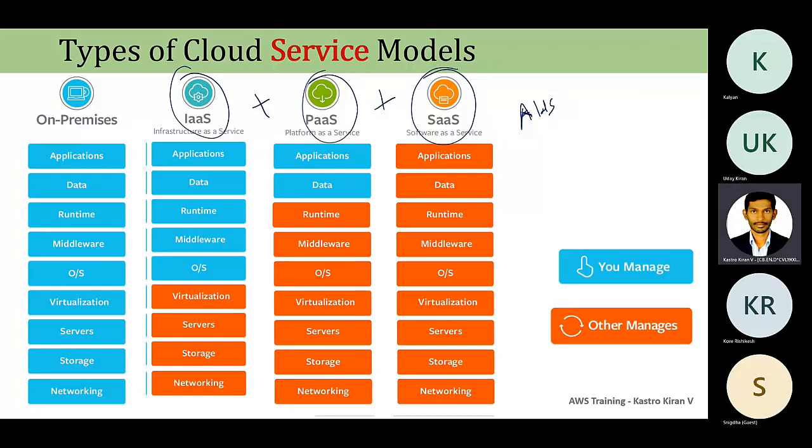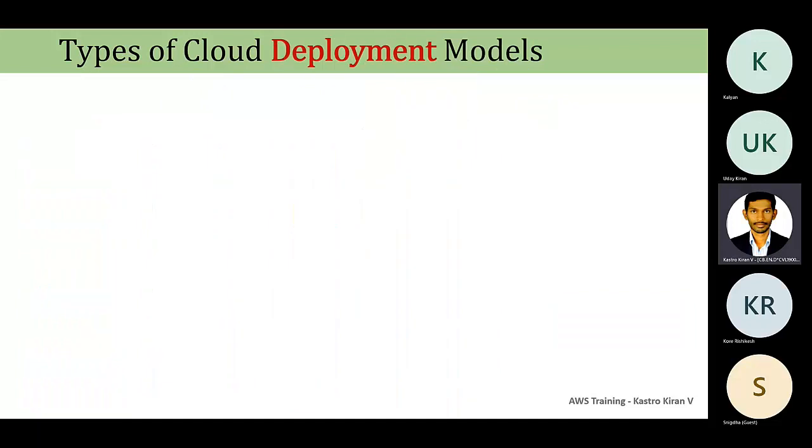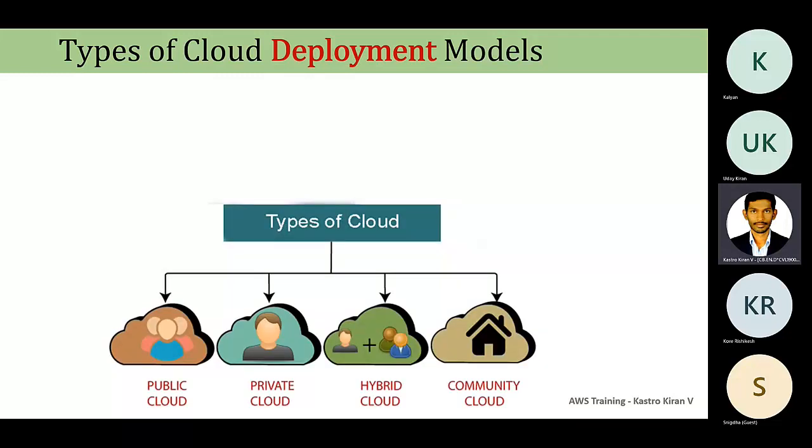Now let us come to the next topic, which is called cloud deployment models. Basically in cloud deployment models, we have three types. The first one is called public cloud, the second one is called private cloud, and the next one is called hybrid cloud. Nowadays, the community cloud is also coming into the picture. So let us see what these are: public cloud, private cloud, hybrid cloud, and community cloud.